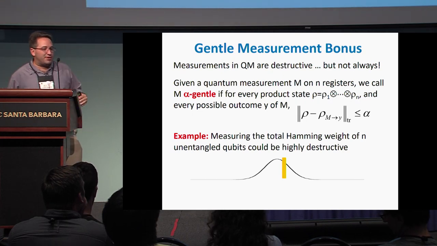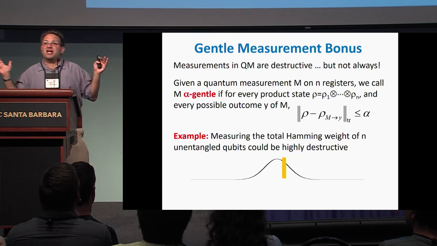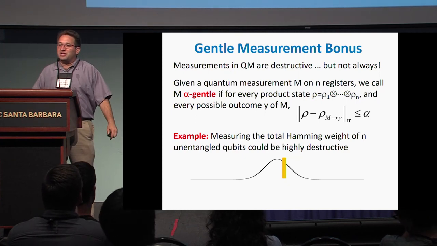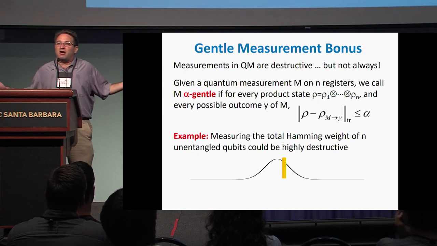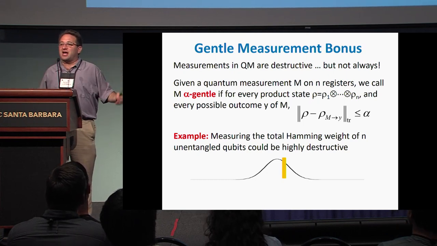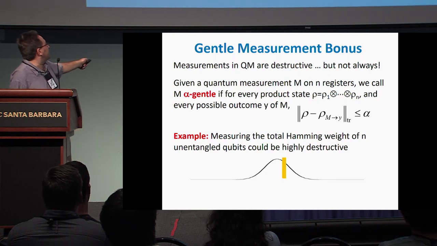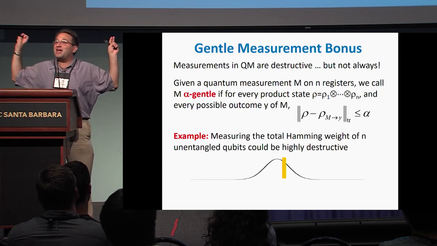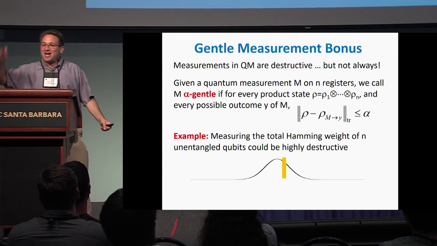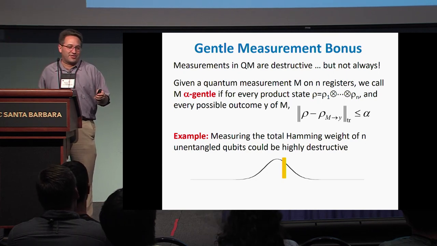Here's an example. Let's say I have n unentangled qubits, and I want to measure the total Hamming weight. In general, that's a very destructive measurement because I'll have a superposition over possible Hamming weights that has some Gaussian distribution. If you don't know what a Gaussian looks like, it's that. Physicists would call it a wave packet. But then I measure it, and now I force the thing down to a single Hamming weight. I collapse the whole thing.